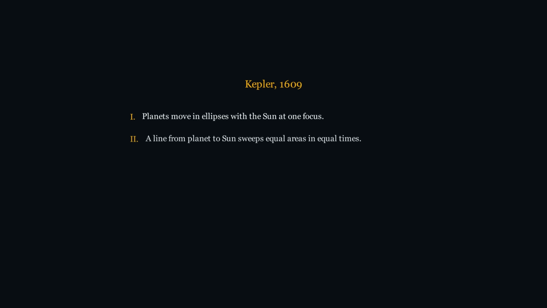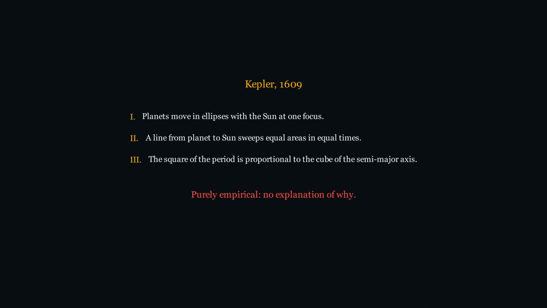Before Newton, astronomers had Kepler's laws. After years of fitting curves to observational data from Mars, Kepler concluded in 1609 that planets move in ellipses, not circles. But that conclusion was purely empirical. Kepler had no idea why the shape was an ellipse. He only knew that it matched the observations.